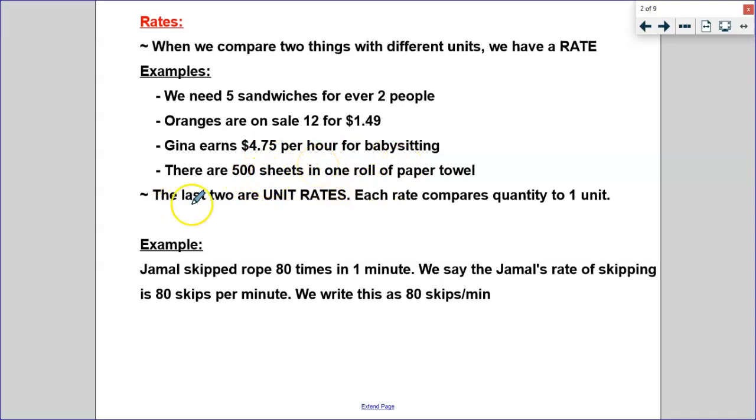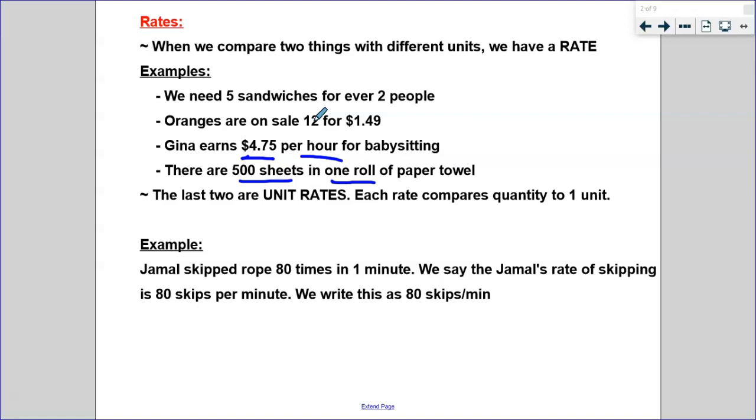And I want to note that the last 2 are called unit rates. This means each rate compares a quantity of something, whether it be oranges, sheets, money, to 1 unit. So these ones we're comparing money per 1 hour, sheets per 1 roll. Okay, you're going to get questions like this and they're going to ask you to put it as a unit rate, and I will be showing you how to do that.